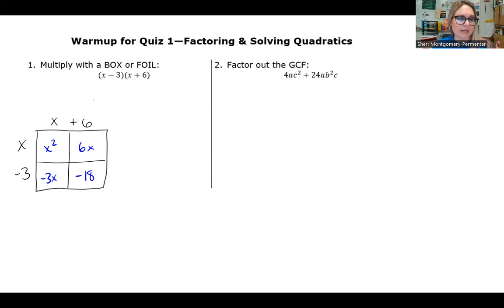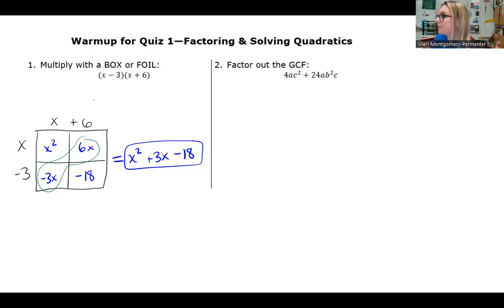You will always combine diagonally. You combine like terms. Diagonally, you have two terms that have an x, so you can put these together. So this will be my first term. This will be my last term. This will be my middle term once I combine it. So this equals x squared, and then I have 6 minus 3, so plus 3x minus 18. That is multiplying using a box. You can use a box. I am fine with that.